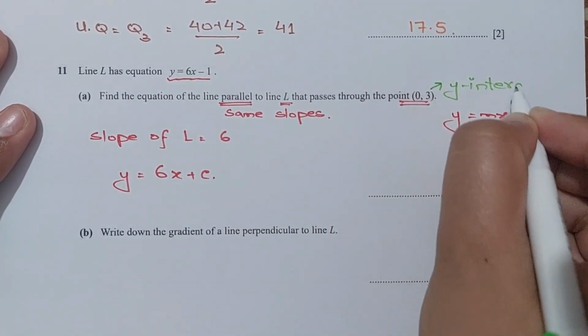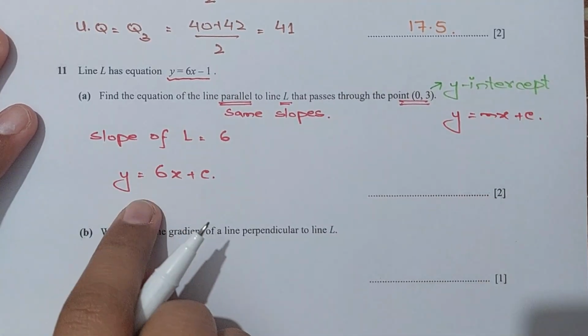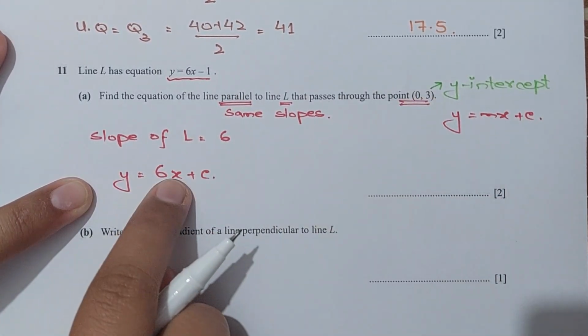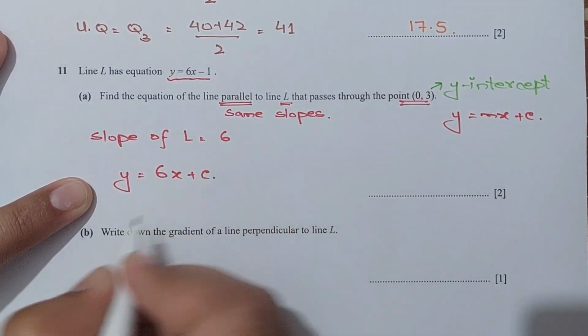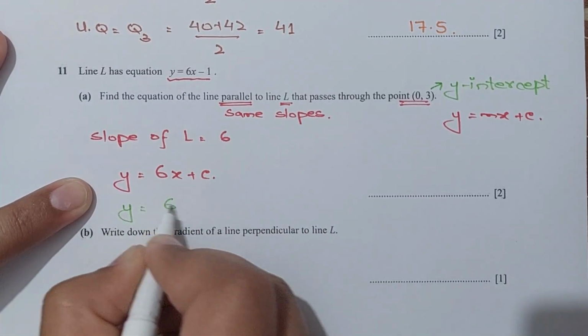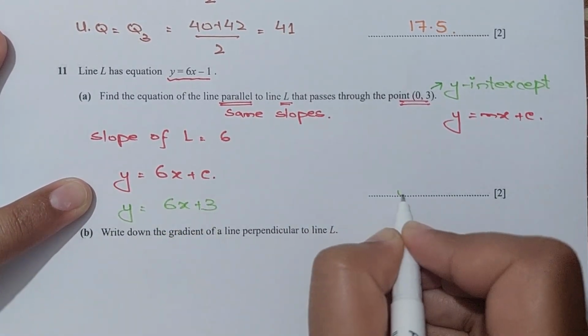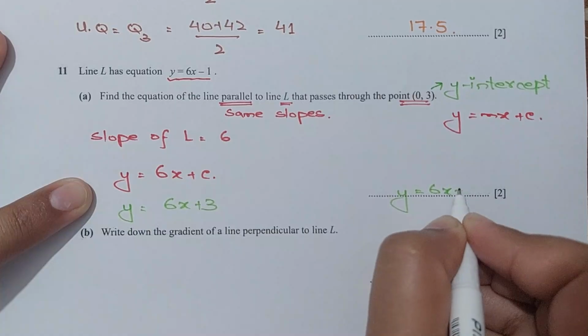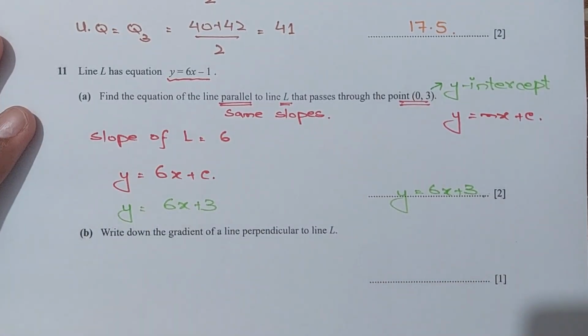They already gave you the y-intercept. Or you can plug into the equation, putting x equals 0 and y equals 3, and you will get the c value equal to 3, so 6x plus 3. Y equals 6x plus 3 is the equation of the line that is parallel to L.